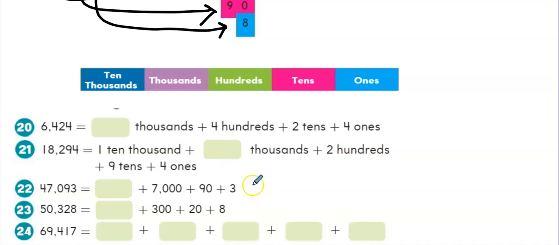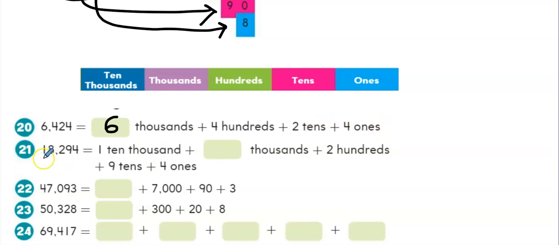So with words, here's what it would look like. 6,424 would be the same as 6 thousands, because the 6 is in the thousands place, plus 4 hundreds, plus 2 tens, plus 4 ones.